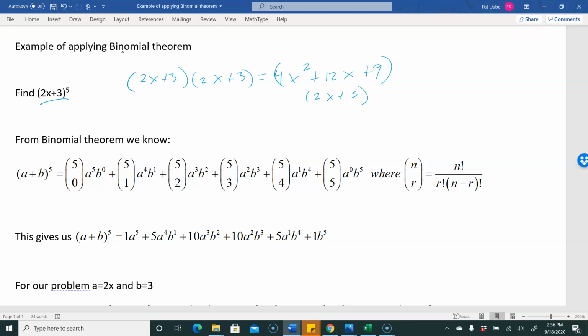The binomial theorem is a shortcut to expand. This is called a binomial. This is a two-term polynomial. So the binomial theorem shows you how you can expand a binomial raised to a power. So I'm using the fifth power here. And the binomial theorem says, okay, this is my n. So I start with n choose r, where r is 0.